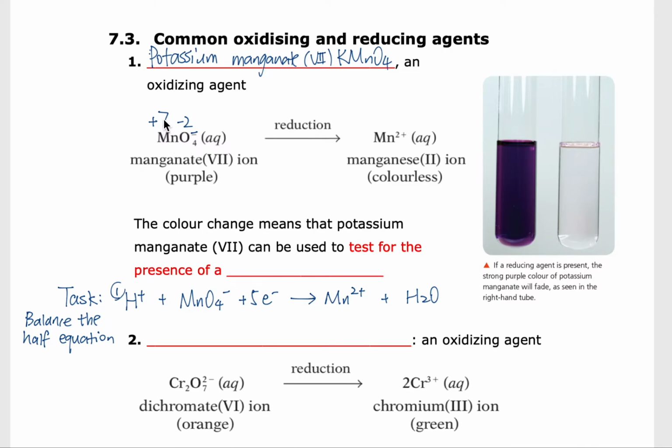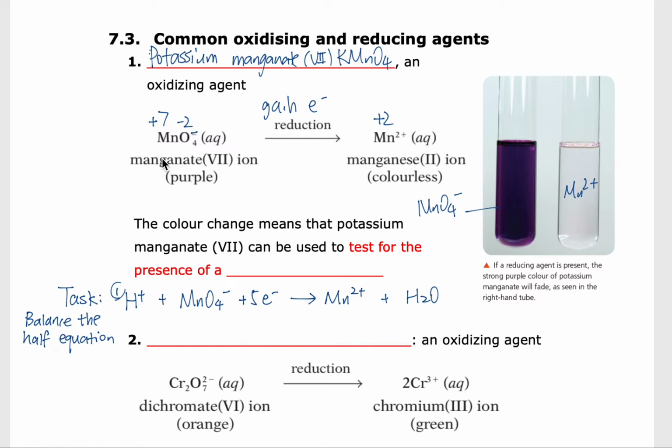It has a really strong tendency to gain electrons because it's so positive and it's not very stable. After gaining some electrons, manganate ion will be reduced to manganese 2 ion, and it's followed by a color change. The MnO4- ion is purple and the manganese 2 ion is colorless. If you see a color change from purple to colorless, that means manganate 7 ion has gained electrons, and gaining electrons is called reduction.